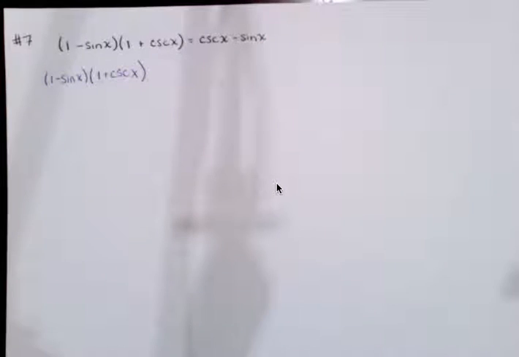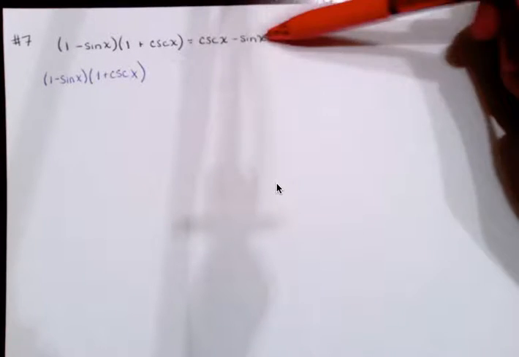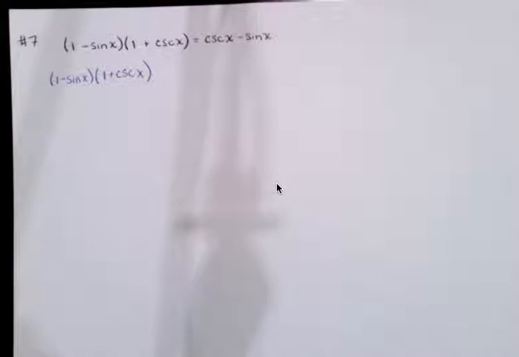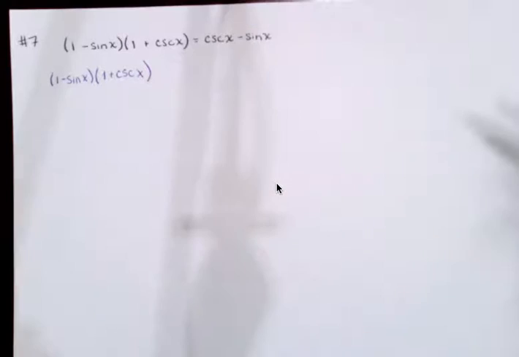So a lot of your guys' first thing is to put everything in terms of sine and cosine. But always look at your end. Not everything's in terms of sine and cosine here. So I'm going to leave it as is for now. And look at, well, I have something times something. So I'm just going to actually multiply these out.